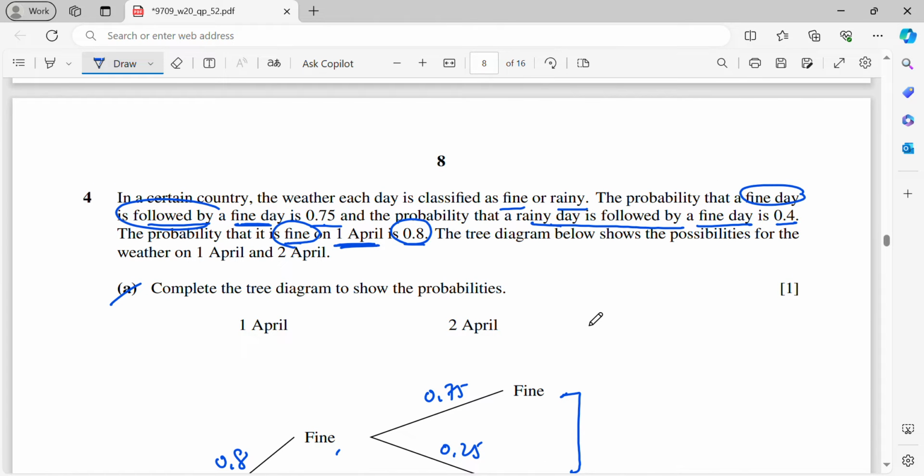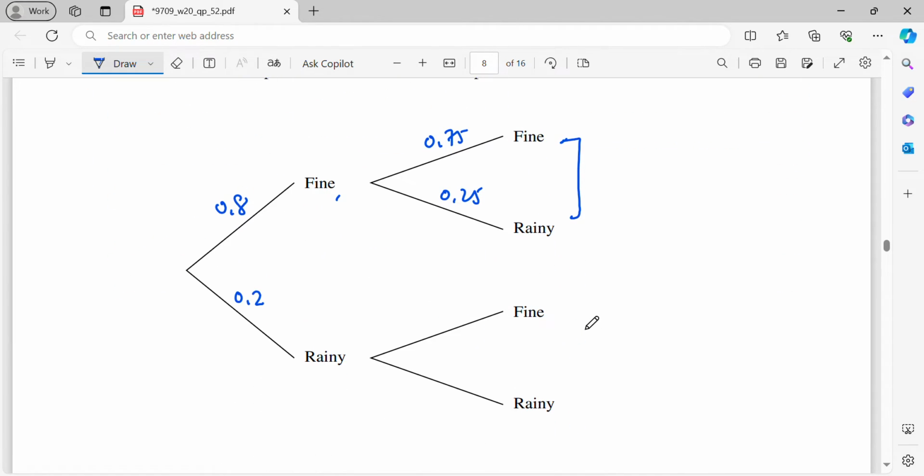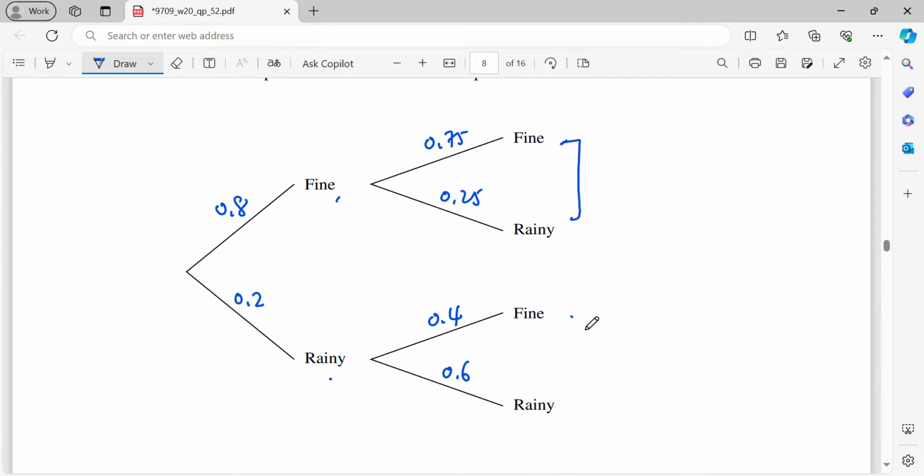Okay, now then the probability that a rainy day followed by a fine day is 0.4. So here is rainy day followed by fine day is 0.4. So then the other one is 0.6. So the total is 1. So that's all for the tree diagram.